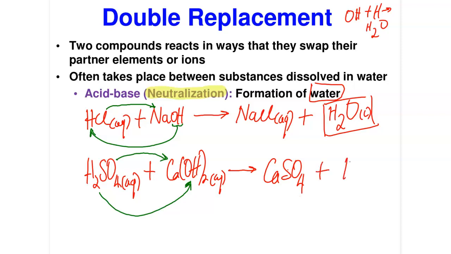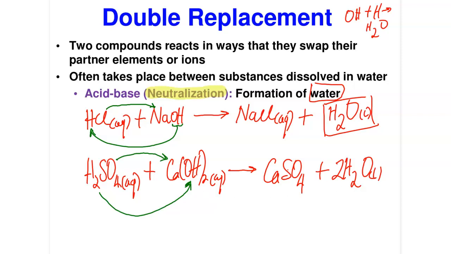Plus, of course, you form your H2O. I told you for every neutralization reaction, you must form a water molecule. Then if you want to balance this equation, of course, our calcium is balanced, our sulfate is balanced. But if you look here, our hydrogen is not balanced. There are 2 hydrogen here, 2 plus 2, 4. I'm going to put 2 here. That's 4 hydrogen.